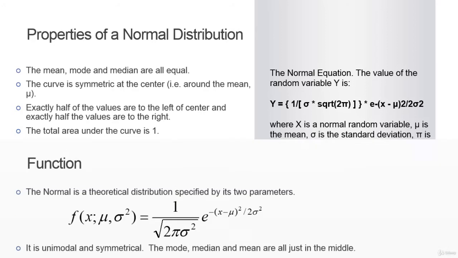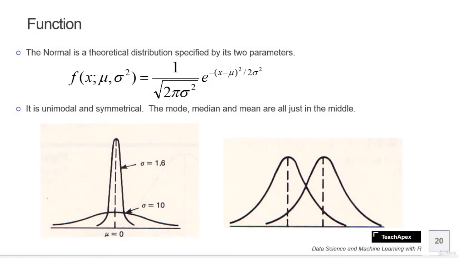Next we have its function. The normal distribution is a theoretical distribution specified by its two parameters, unimodal and symmetrical, by this equation: f(x; mu, sigma squared) equals 1 over the square root of 2 pi sigma squared, and so on. It is used when we are dealing with unimodal and symmetrical distributions. The mode, median and mean are all in the middle, as you can see here in this image.